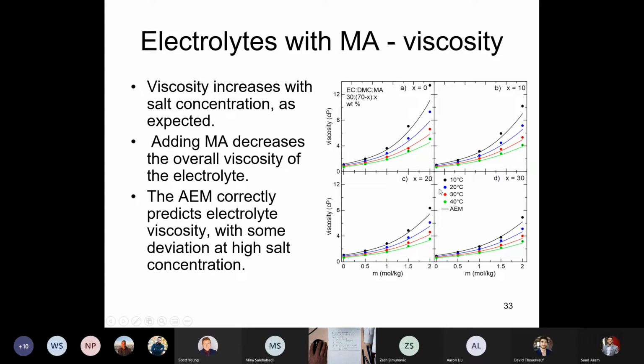Okay, so this is why methyl acetate is important for improving electrolyte conductivity. And once you know that you can trust the advanced electrolyte model, you can save yourself a lot of time measuring stuff.